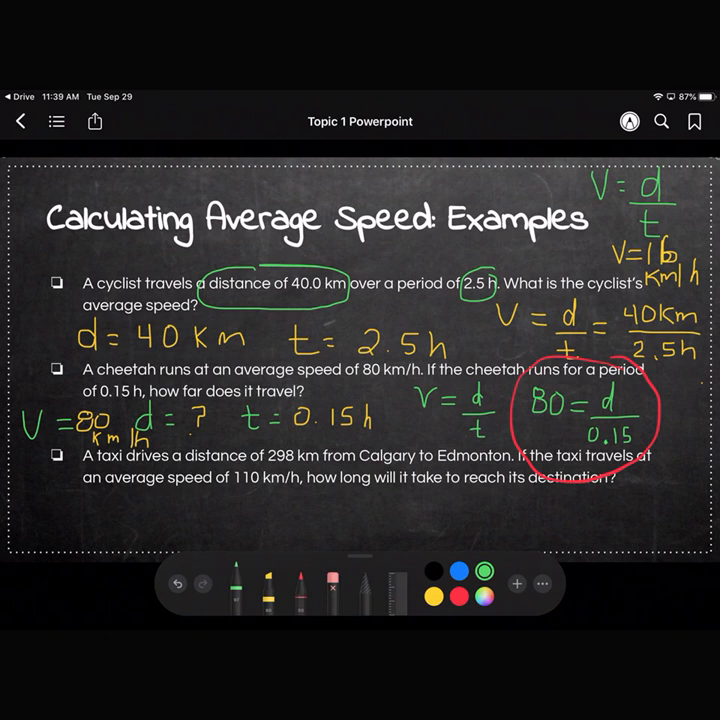We've got to always do the opposite to get rid of it. What's the opposite of dividing? It's definitely multiplying. There you go. So we multiply by what? 0.15. Yeah. So we multiply the right side by 0.15. All right. What we do to one side, we do to the other.